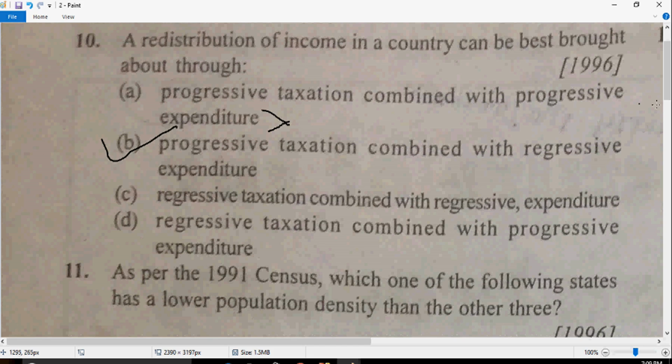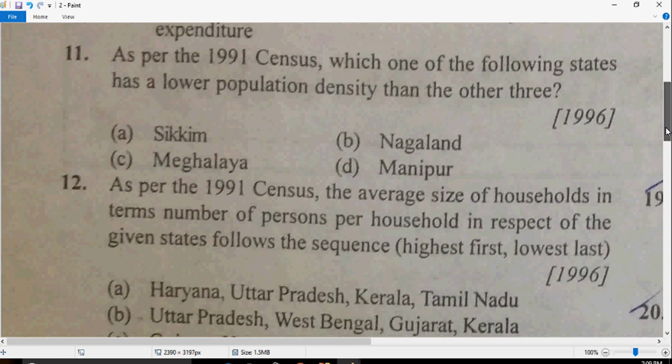As per the 1991 census, which one of the following states has a lower population density than the other three? According to 1991, there is no doubt that Sikkim is the lowest. So A will be the correct answer.